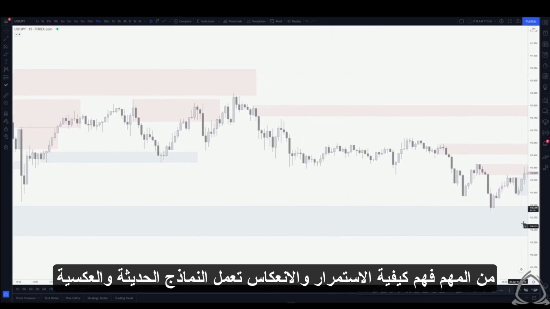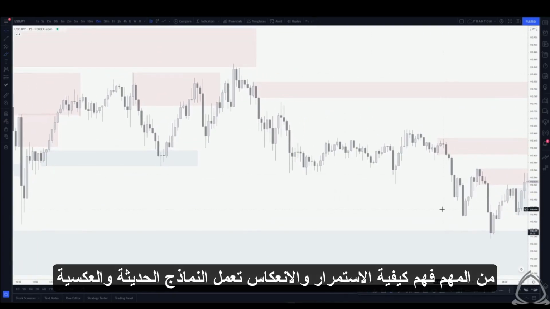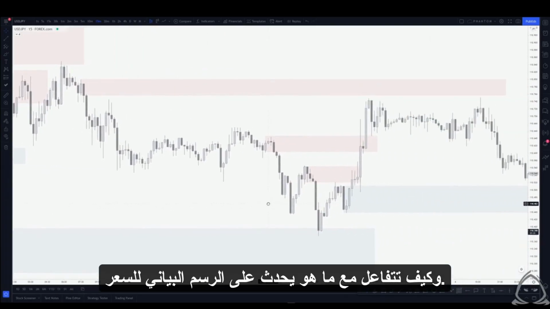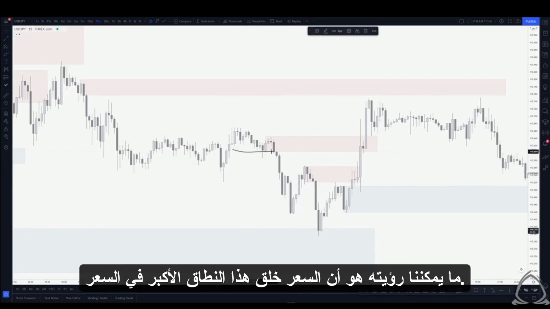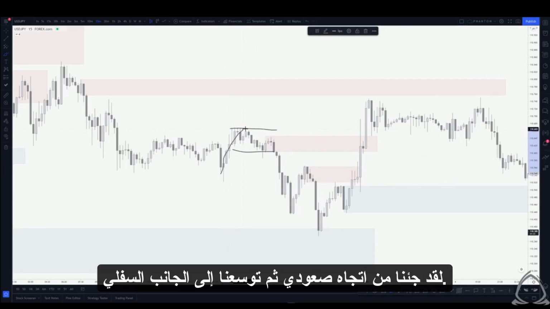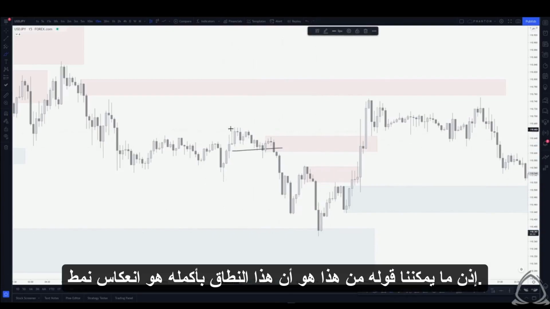And that's why it's important to understand how continuation and reversal models work and how they interact with what is happening on a price chart. And then finally, we'll just wrap it up in these last few models. What we can see is price created this larger range in price. We came from an uptrend and then we've expanded to the downside. So what we can say from that is this entire range is a reversal pattern.